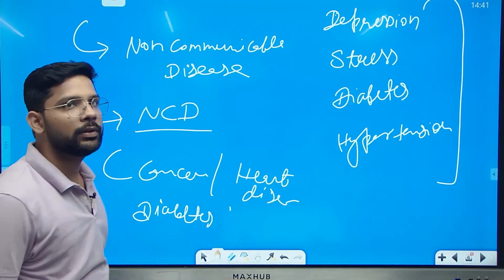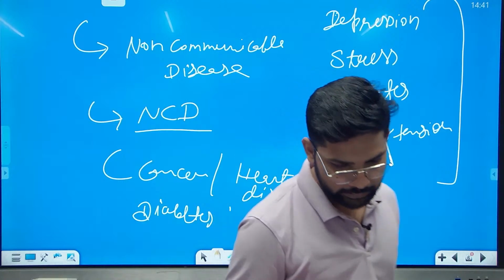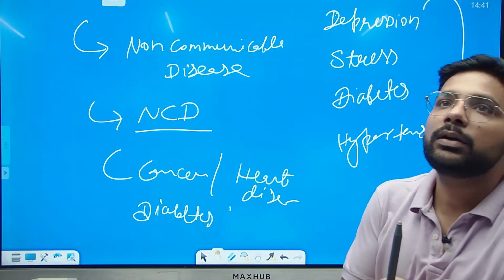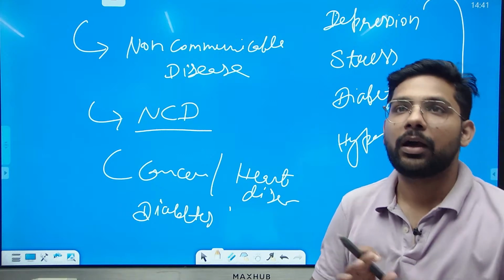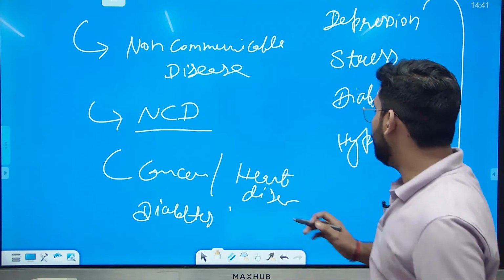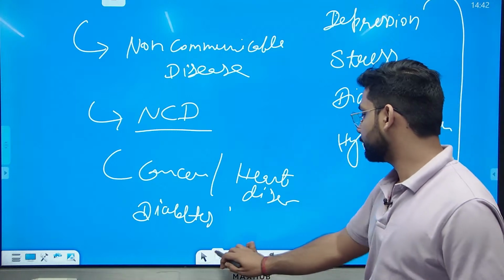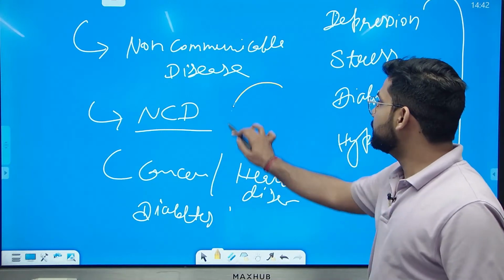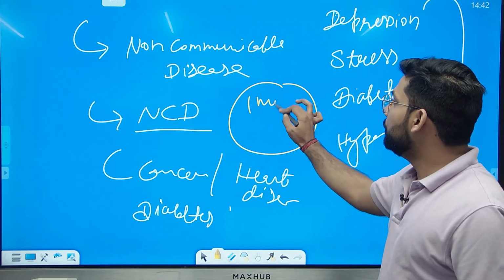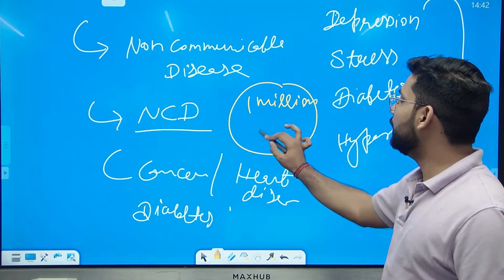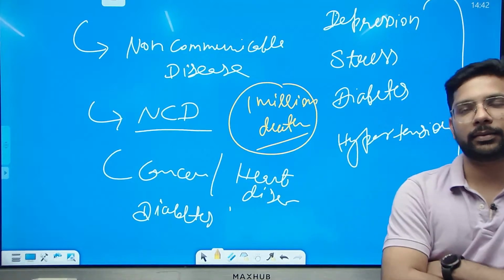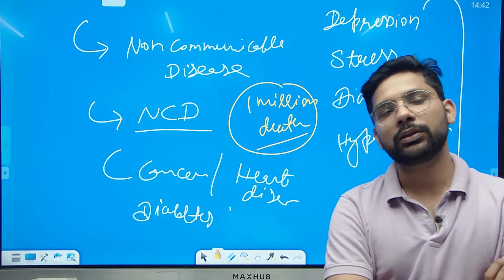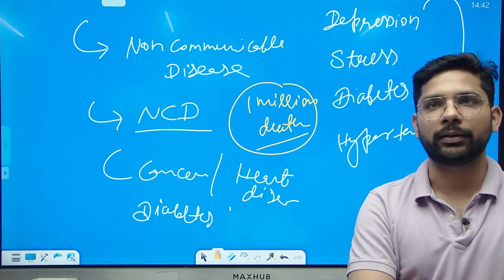These are the kind of non-communicable diseases. According to the data, every year there is 1 million deaths due to non-communicable diseases in the country.